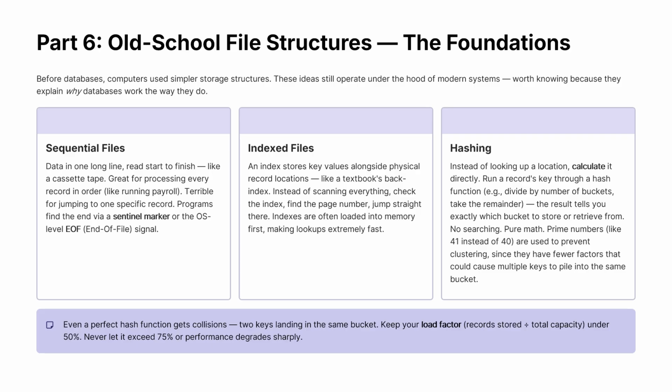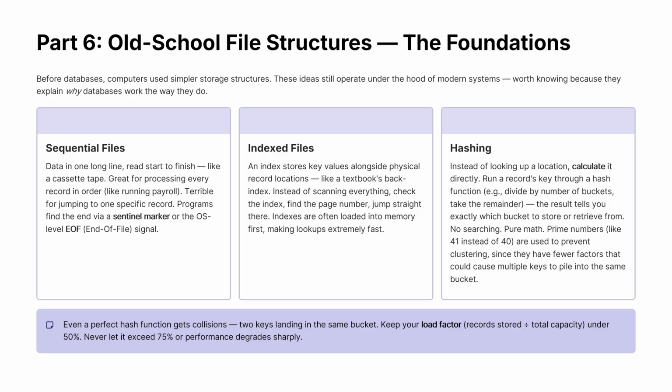So if you have 41 buckets and an employee's ID number, when converted to a number, divided by 41, gives a remainder of 3. Boom. That record goes straight into bucket 3. No searching needed. Want to retrieve it later? Run the same calculation again, and you know exactly where to look.